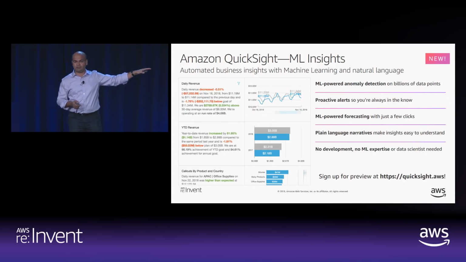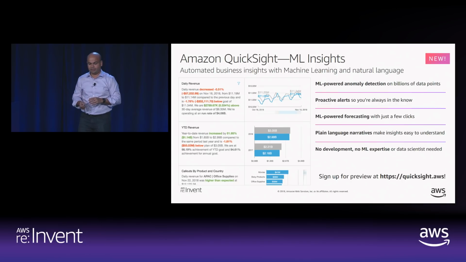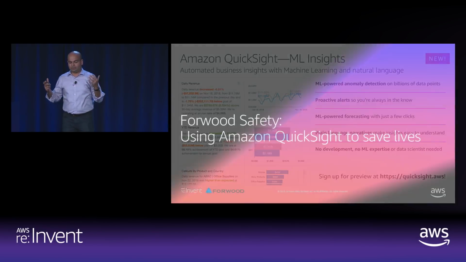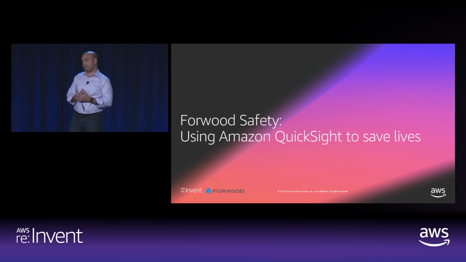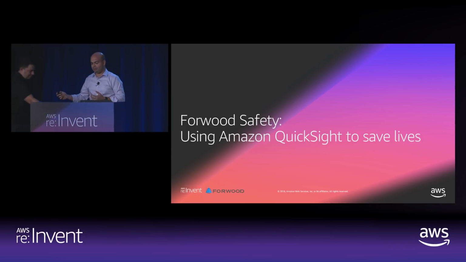The preview's open now. Sign up today on our website, QuickSight.aws. Just go there and then sign up. It's on the landing page. And so those are the big announcements with QuickSight. Now I'm going to hand it over to Thorsten, who's going to talk about how Forwood has used QuickSight at Rio Tinto.